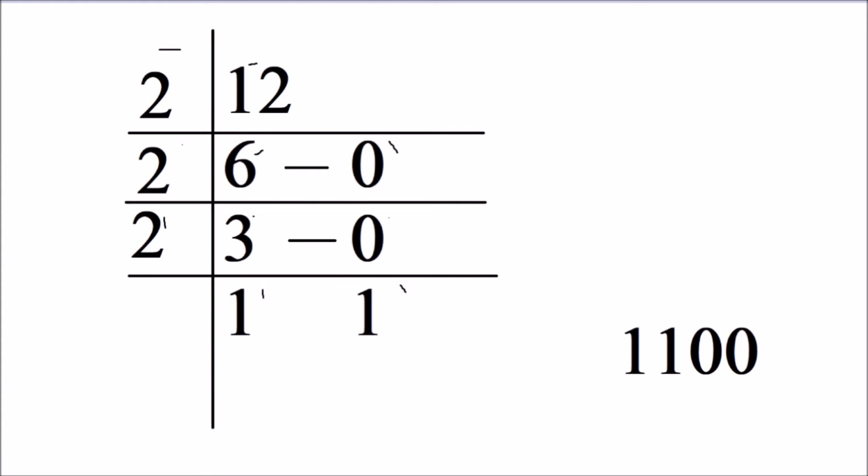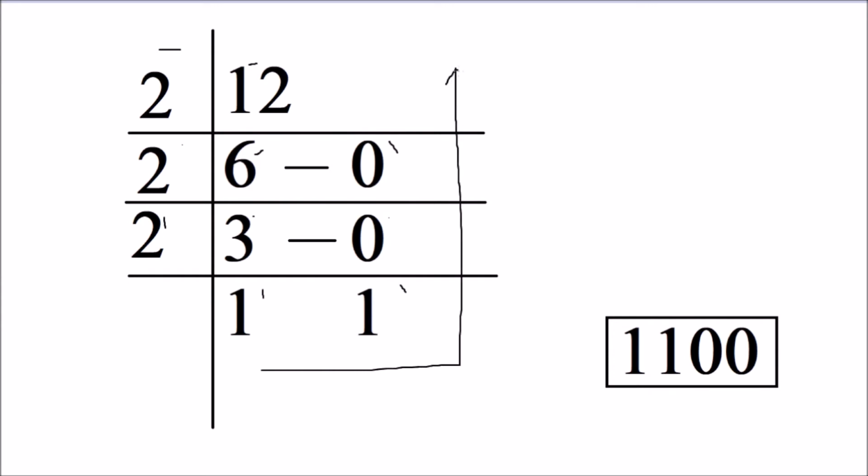Now how do we read it? As you can see in the bottom right of the screen, we have 1100 as the answer. But to read it, it's very easy. What we do is we read it from bottom to top. So 1100. This is how we read it. So this is about converting a number from decimal to binary.